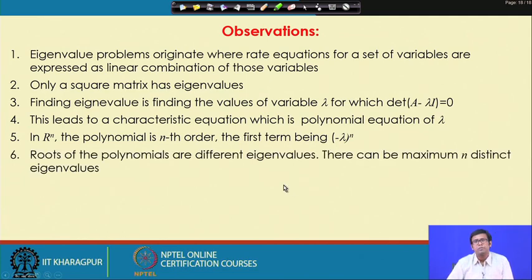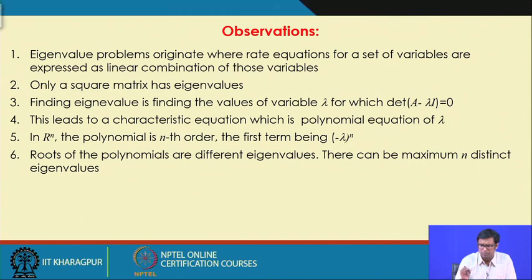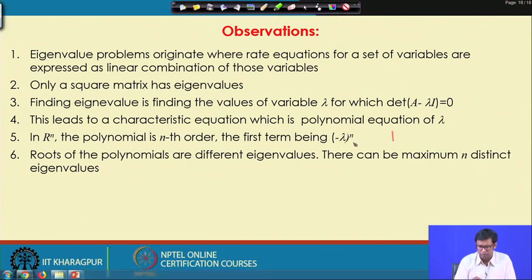Roots of the polynomial are the different eigenvalues, true, because if we get a polynomial p of lambda, we will solve p of lambda equal to 0, which is nothing but determinant of A minus lambda I equal to 0. A minus lambda I is a polynomial of lambda which is equal to 0. So, you have to find the roots of the polynomial, and they will give different eigenvalues, and there can be at most n distinct roots, because it is an nth order polynomial.